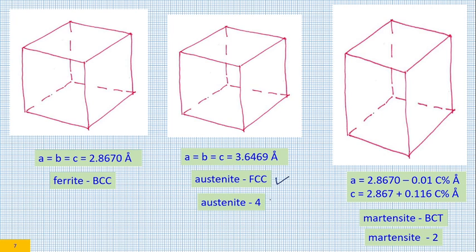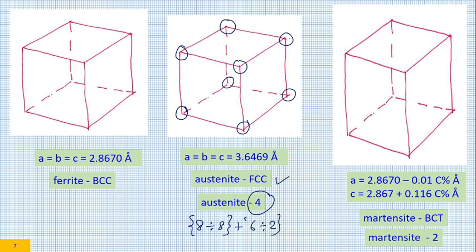So this is FCC. This is a number which I have written as 4. What is this 4? This is the effective atom numbers. How many effective atoms are there? Here itself you have 8 atoms, but each corner atom is shared by 8 surrounding cells. And there are 6 face atoms which are shared by 2 surrounding cells. So it is 1 plus 3, which is equal to 4. So the effective number of atoms in case of a FCC cell is 4.